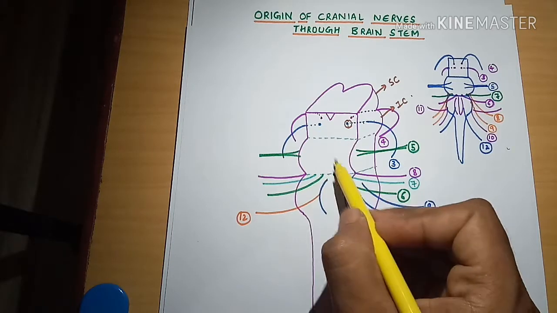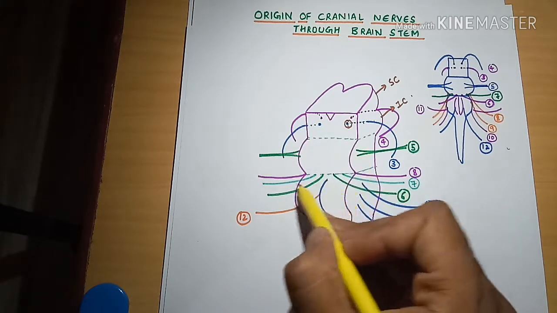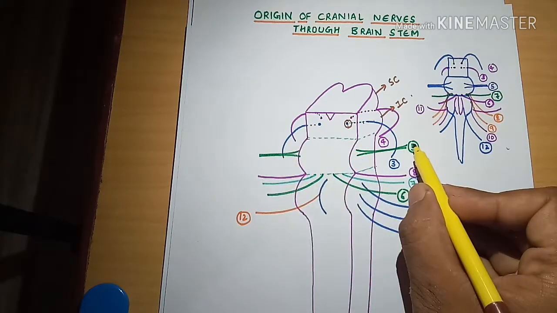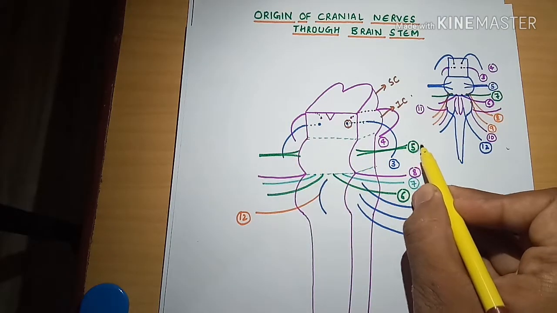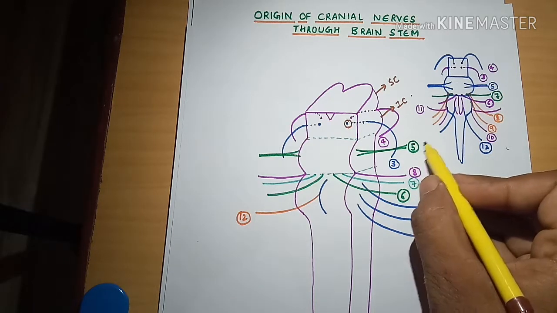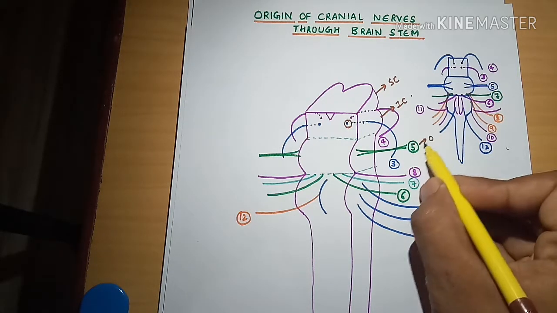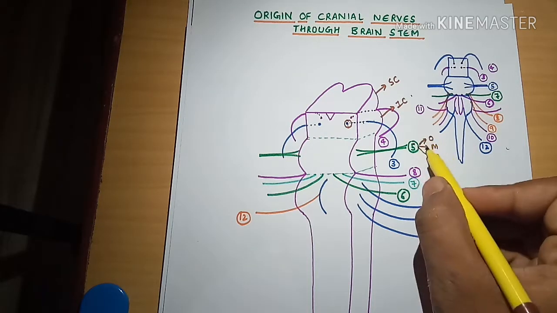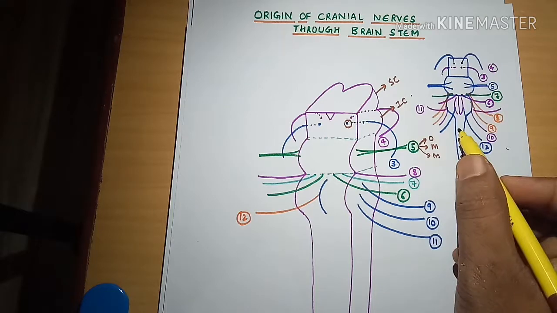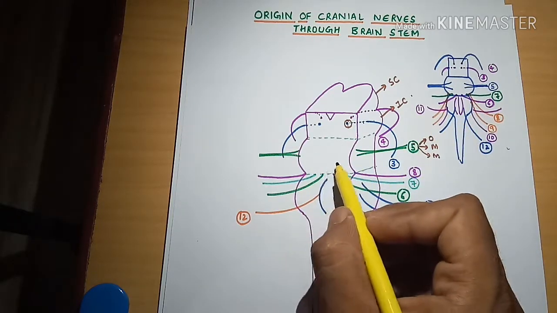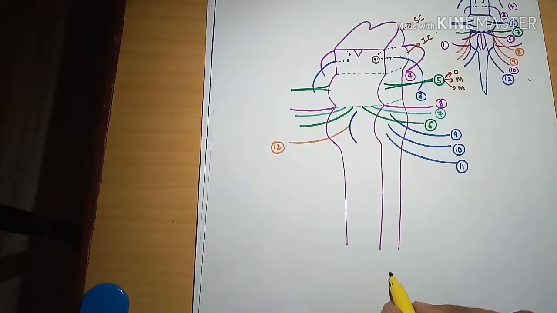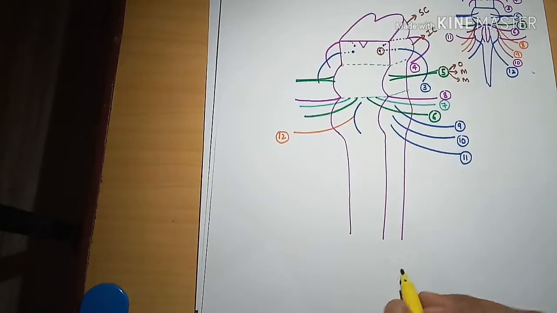At the pons varolii level, this portion of the brainstem is the pons varolii. From the anterior lateral side, the trigeminal nerve, which is the fifth cranial nerve, gets its origin. It has three parts: the ophthalmic part, maxillary part, and the mandibular part. They have three parts, that's why it is called the trigeminal nerve. The trigeminal nerve is also called the dentist nerve, so we have to keep it in our mind.